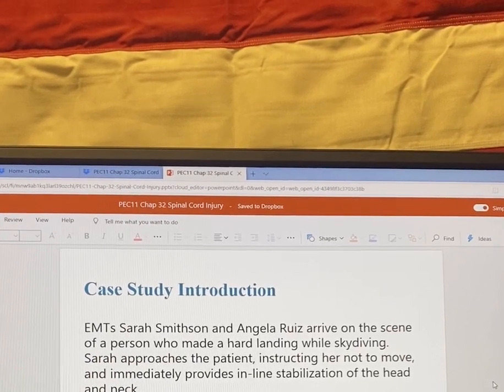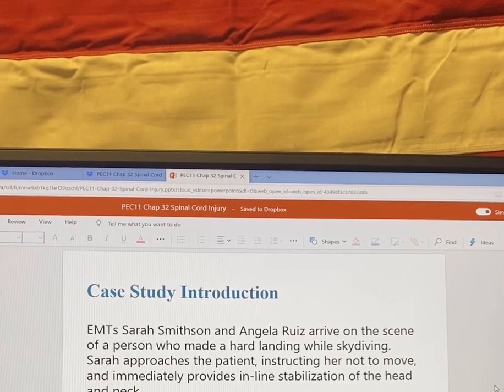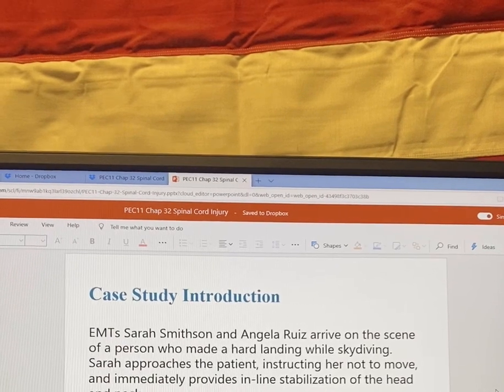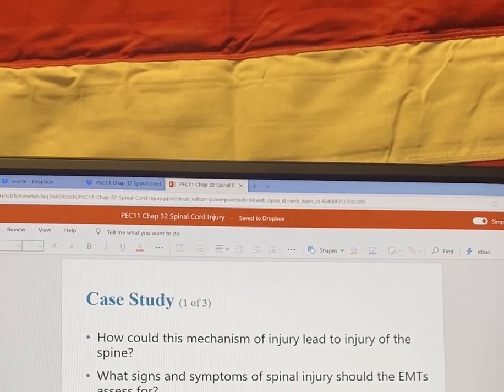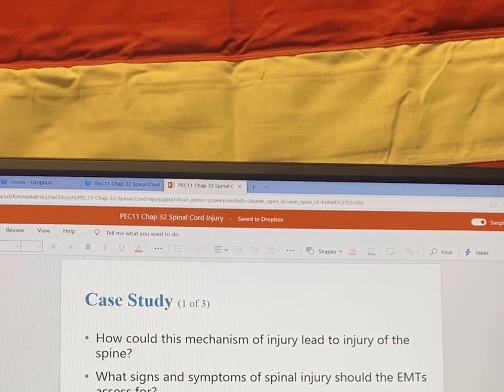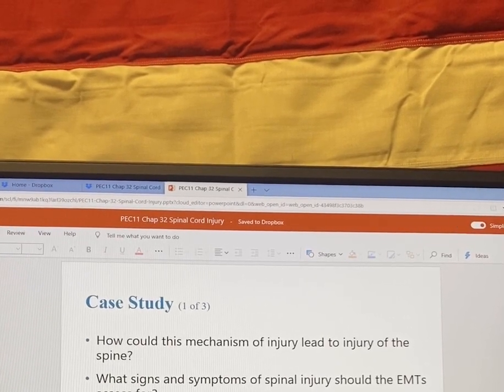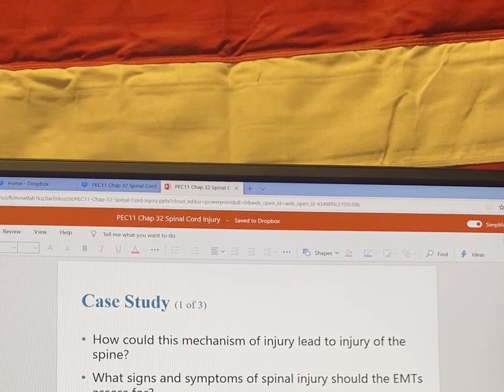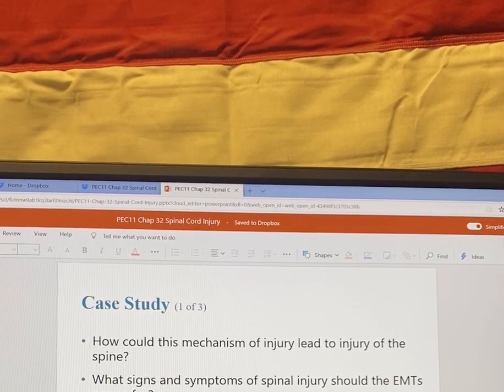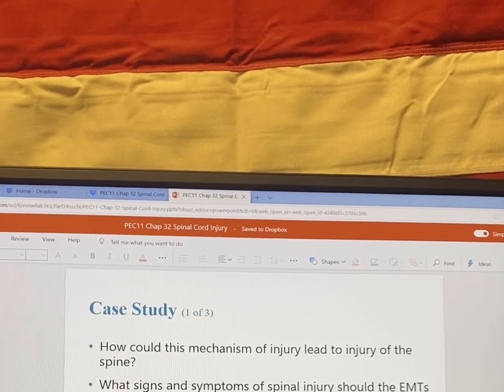The patient is a 25-year-old female, landed on both feet, and is complaining of pain in both ankles and her lower back. How could this mechanism of injury lead to injury of the spine? And what kind of signs and symptoms are we going to look for when we are assessing this patient?